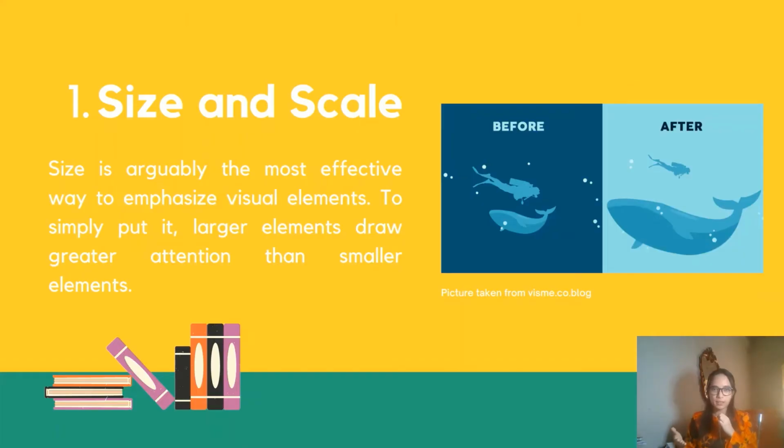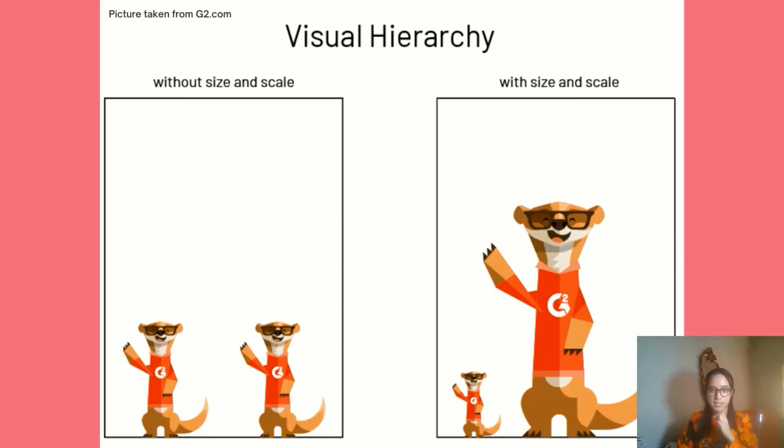We know that the bigger something is, the better, right? Size is arguably the most effective way to emphasize visual elements. To simply put it, larger elements draw greater attention than smaller elements. For example, one of the monsters here is clearly more important than the other. The larger an element is, the more likely we are to see it, moving it towards the top of the hierarchy. Elements that are not as important can be made smaller to reduce visibility and emphasis. This moves these elements towards the bottom of the visual hierarchy.